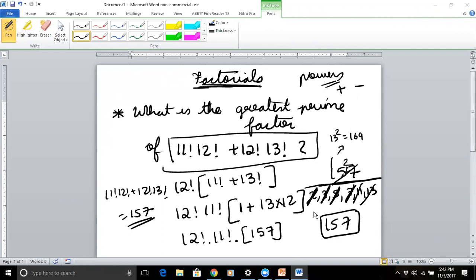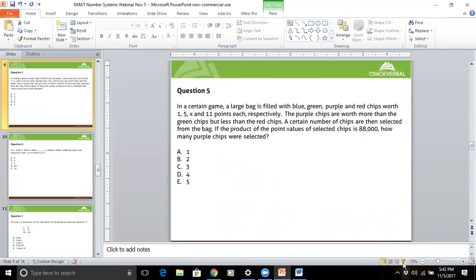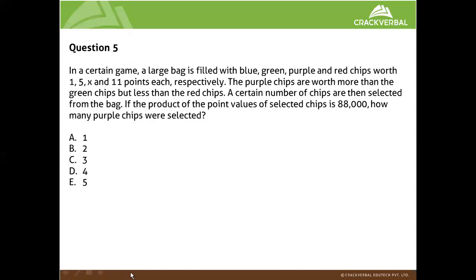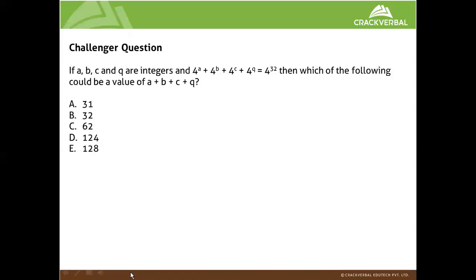Okay, guys. Based on this concept, I'm going to give you a challenger question, and I want you to think about this. For people asking me what is the level of this question, I would definitely classify this as a good 700 level question. Here's your challenger question based on the concept we just discussed, but in terms of powers. I'm going to give you 2 minutes. We're going to have a discussion at the end of 2.